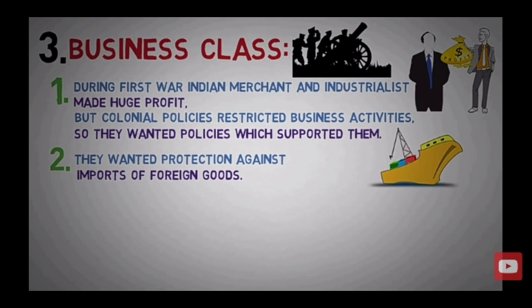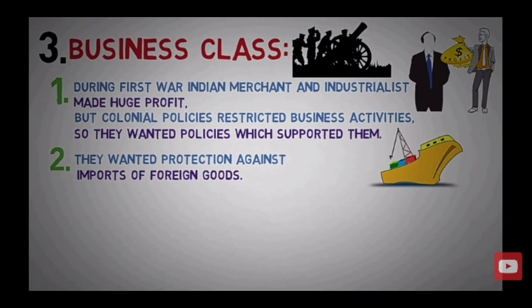If you come to the point regarding the business class, here it is very unique. That business class made a huge amount of profit during the First World War. But somehow colonial policies restricted business activities, so this business class wanted policies which supported them. At that time, a huge amount of goods were imported from foreign countries to India, and this business class wanted protection against imports of foreign goods to protect their interest.